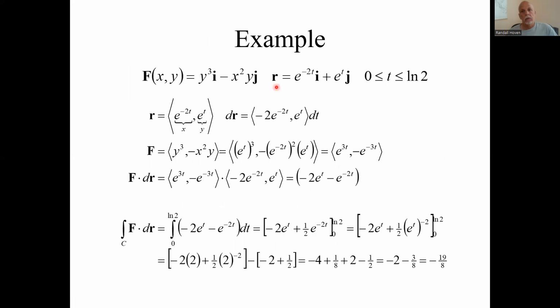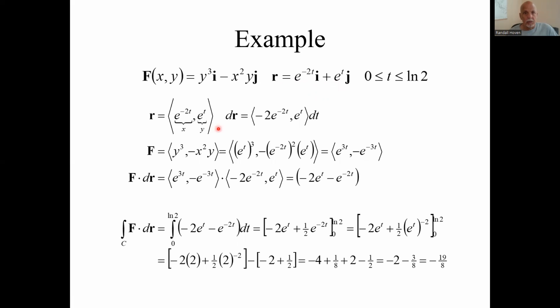Here's another one, just slightly disguised. Instead of giving you x and y directly, it says here's what r is in terms of a linear combination of the standard basis. But that tells you that this is what x is, e to the minus 2t, and y is e to the t.